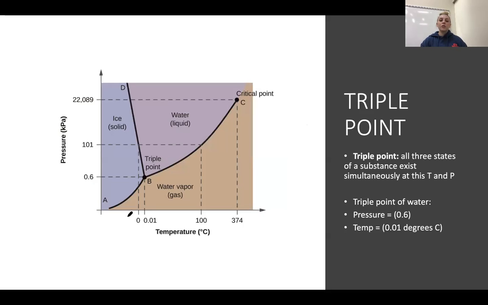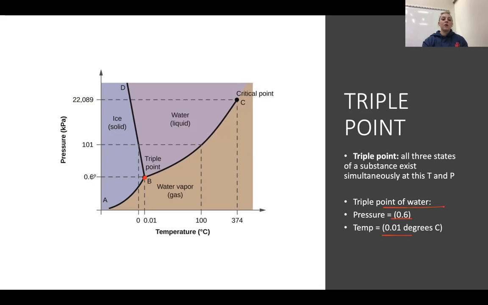Okay, another feature you're going to need to know is called the triple point. And this point is marked by a B right here. This point is where all three states of a substance exist simultaneously at this exact temperature and pressure. I'm not sure if you actually need to know this for the test, but this is just good to know. The triple point of water has a pressure of 0.6 and a temperature of 0.01 degrees Celsius.